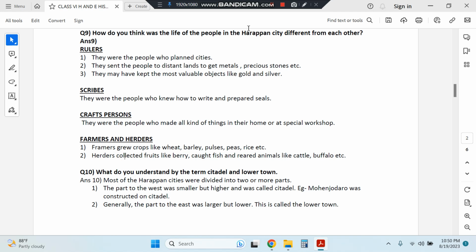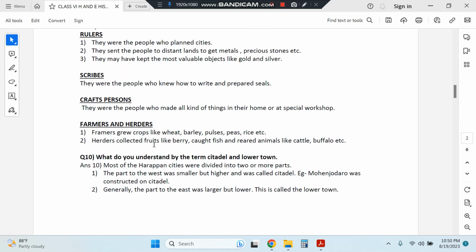What do you understand by the term citadel? Most of the Harappan cities were divided into two or more parts. The part to the west was smaller but higher and was called the citadel. Example, Mohenjo-daro was constructed on a citadel. Generally, the part to the east was larger but lower. This is called the lower town.